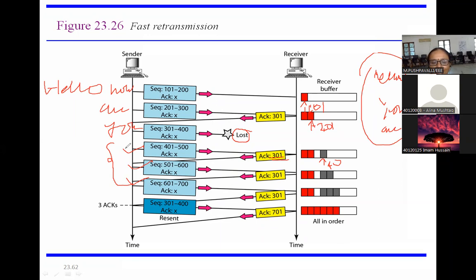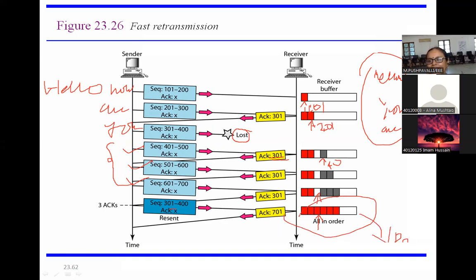So I am waiting for 3 acknowledgements. Still my 301 is not received. So what I will do, I will first fill this 301. While waiting for the 3 acknowledgements, I keep on getting my data. It will be reordered. Once 301 is ready, it will do the reassembly, and that is the fast retransmission. My receiver buffer can accommodate it. After the 3 acknowledgements, I get my 301 packet resent from the sender side, and I can do my reassembly.